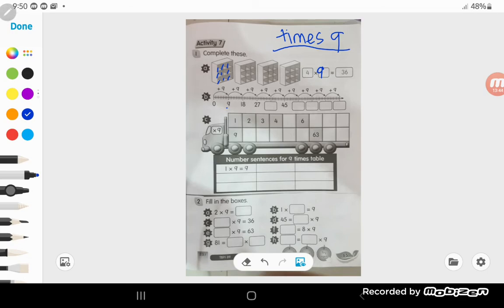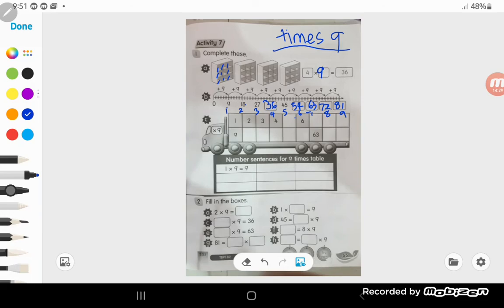Okay, you can refer from your multiplication chart. You can put your answer inside here. Okay, 9, 18, 27. 9 times 1, 9 times 2, 9 times 3, 4, 5, 6, 7, 8, 9. Okay, 1 times 9 is 9, 2 times 9 is 18, 3 times 9 is 27, 4 times 9 is 36. 5 times 9 is 45. 6 times 9 is 54. 7 times 9 is 63. 8 times 9 is 72. So 9 times 9 is 81.